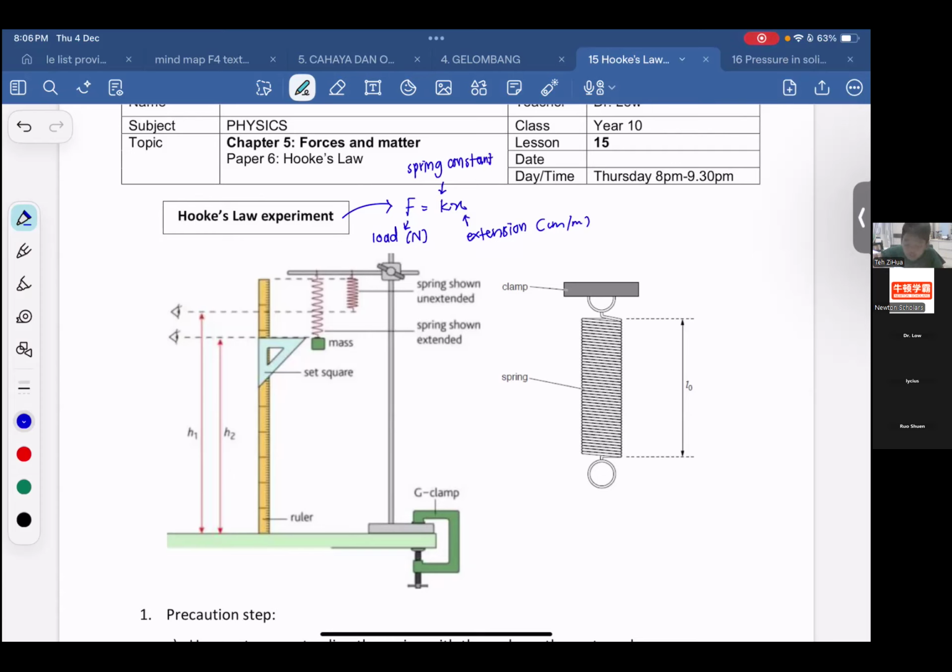And the spring constant is a value from which we can know whether this spring is a stiff spring or a less stiff spring. That means hardness. So if the k value is high, that means this is a stiffer spring, so it's not easy to extend.